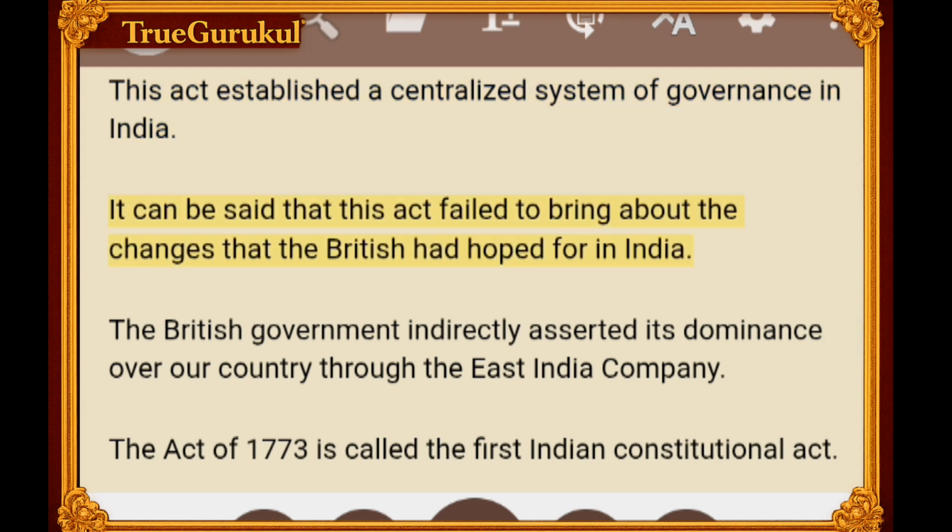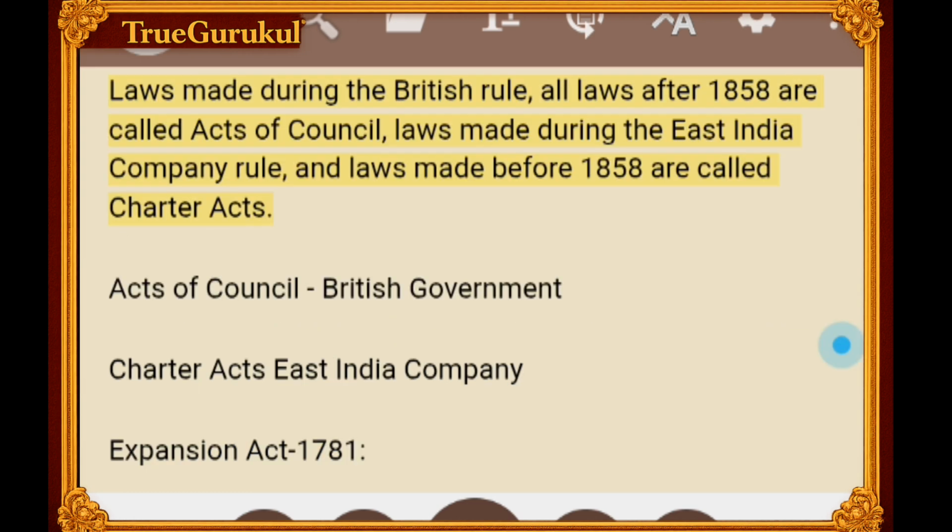It can be said that this act failed to bring about the changes that the British had hoped for in India. The British government indirectly asserted its dominance over our country through the East India Company. The Act of 1773 is called the first Indian Constitutional Act. Laws made during the British rule, or laws after 1858, are called Acts of Council, laws made during the East India Company rule, and laws made before 1858 are called Charter Acts. Acts of Council, British Government. Charter Acts, East India Company.